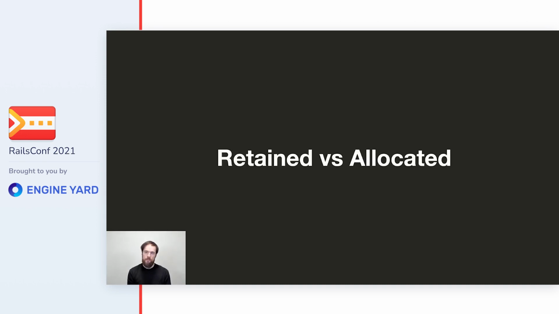Some of you may be wondering what the difference is between retained and allocated memory. To put it simply, allocated memory is all the memory your computer takes to perform an operation. This could be responding to a web request, running bundle install, or executing a method. Retained memory is memory that remains allocated after the operation is completed.